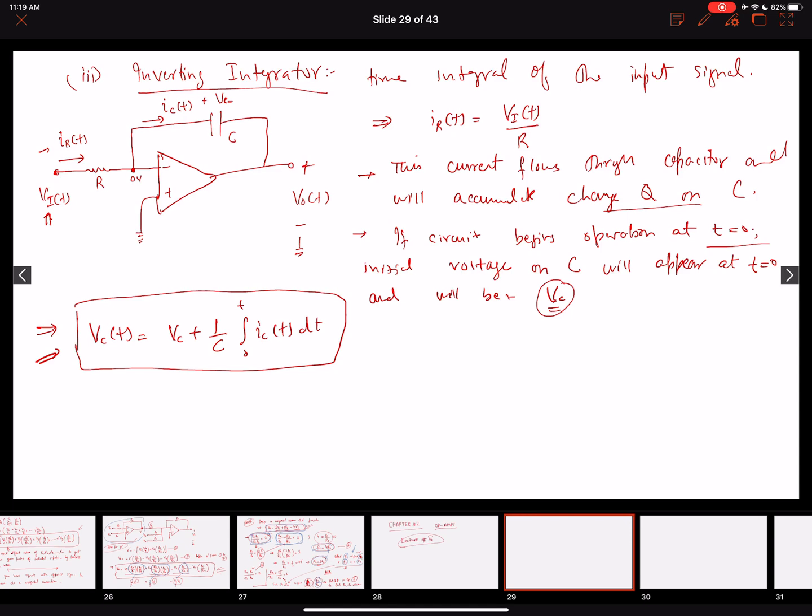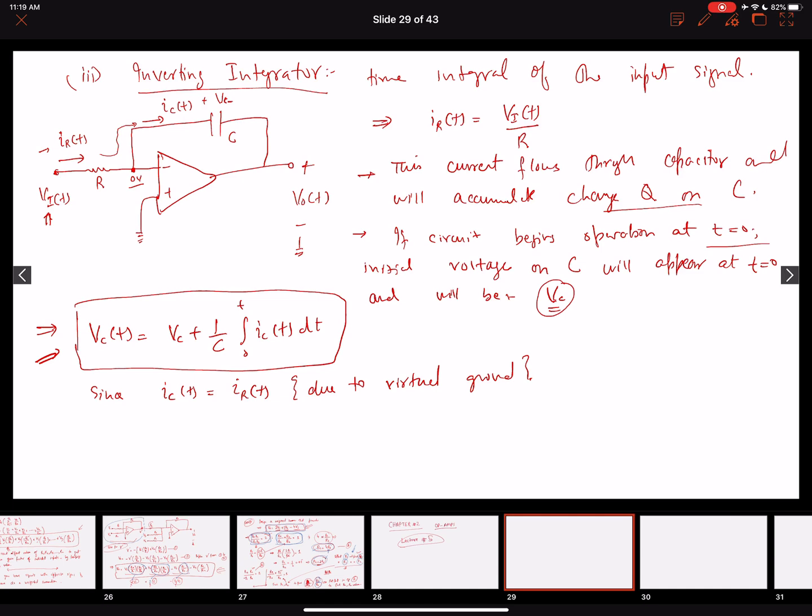Now since our IC of t equals IR of t due to virtual ground, since we are going to have a virtual ground over here, the current that is going to flow through the resistor is going to be the same that is going to flow through the capacitor. So that is why IR of t equals IC of t.